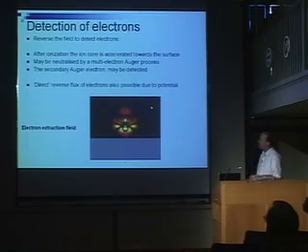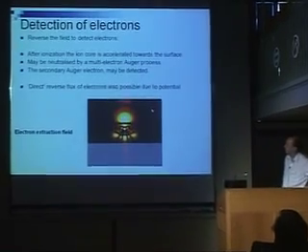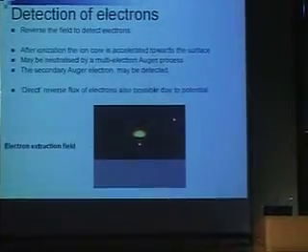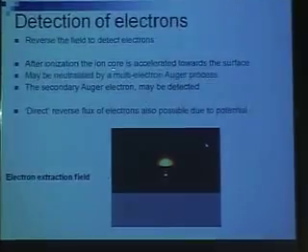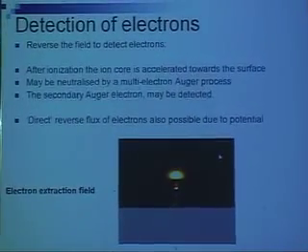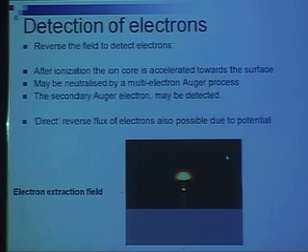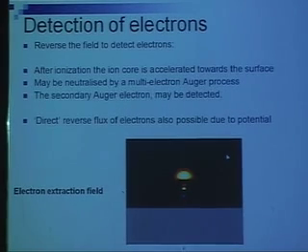Okay, now another thing we can do is detect electrons rather than ions. This was surprising to us, though it was easy to do the experiment. We just reversed the field that we were applying to see whether we could detect electrons instead of ions. There are a couple of ways that the electrons could be produced. One is that the ion core will be accelerated towards the surface, and it could knock out an electron via an Auger process, which we could detect.